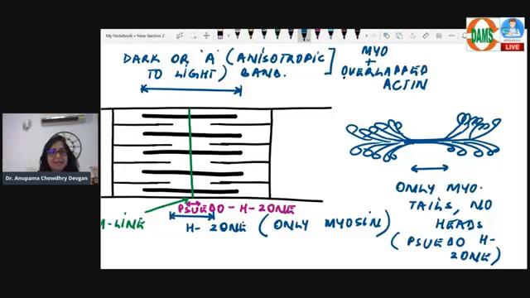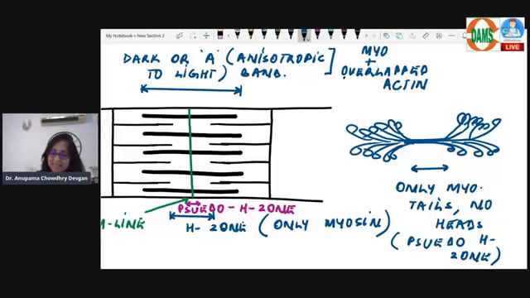Please see this once again. The A band is the dark band. It is formed by myosin, which is the thick filament, and overlapped actin. Actin is attached to the Z line. Within the A band is a lighter area, called the H zone, which is only myosin. Within the H zone, you have a still lighter area, called the pseudo-H zone. The pseudo-H zone has only the myosin tails, no heads.